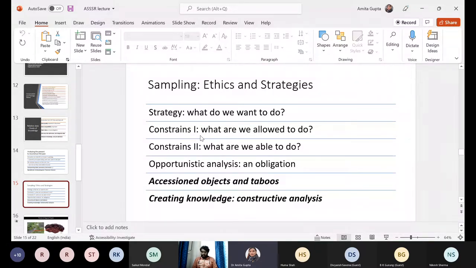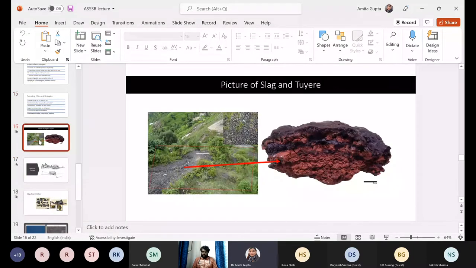If you ask for samples, saying give me the samples, I will do it, but you have no idea, you have your limitations. So you need to be very aware of what you can do. Only then can you go with the opportunistic analysis and the obligations. You need to be very careful while creating knowledge and in constructive analysis, because material sciences help you very well in reconstructing the past.